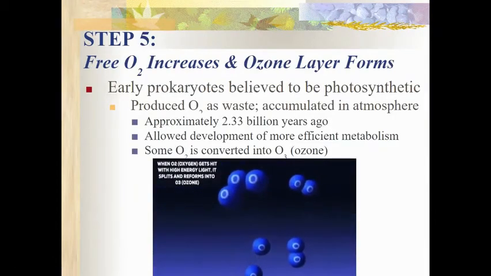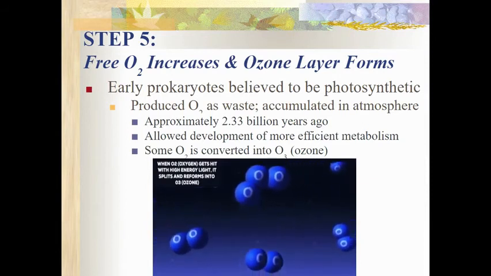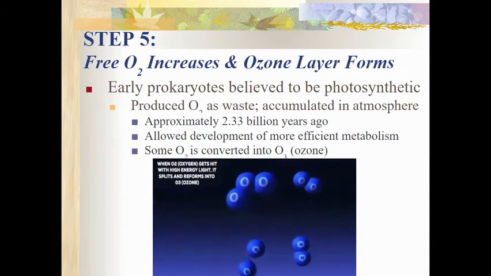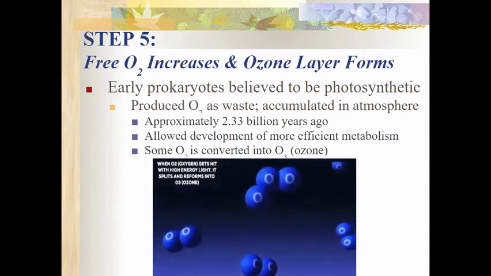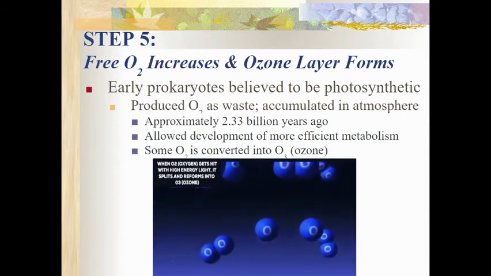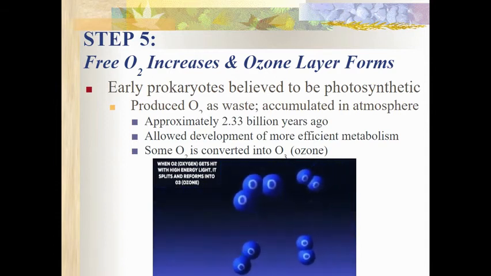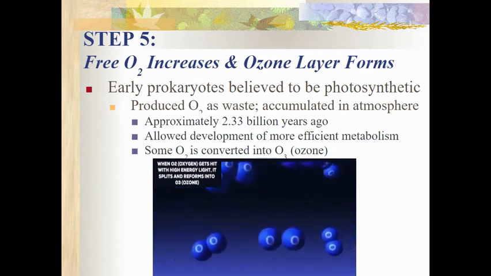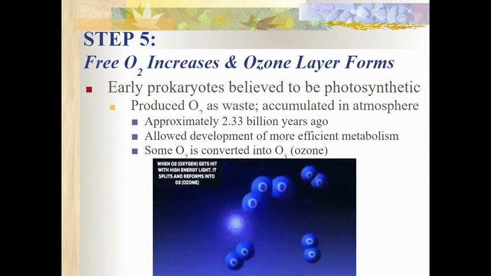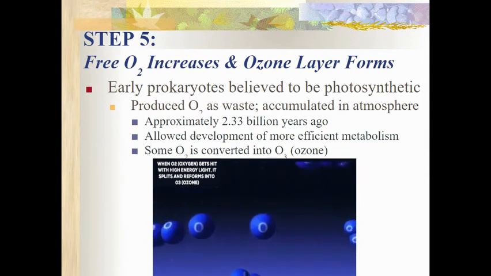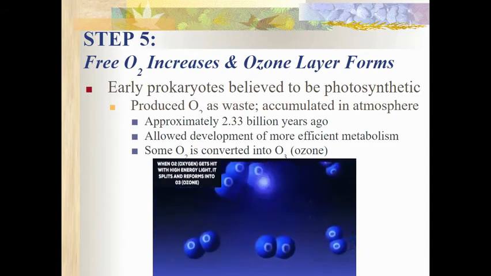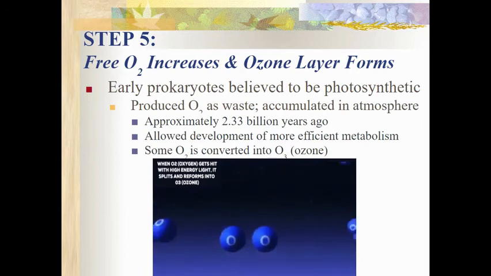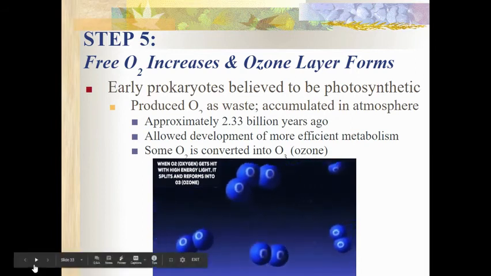Step 5, free oxygen increases and the ozone layer forms. So early prokaryotes were believed to be photosynthetic, and so through photosynthesis, they would have produced oxygen as a waste, causing oxygen to accumulate in the atmosphere. This is believed to have taken place approximately 2.33 billion years ago. It allowed for the development of more efficient metabolism using this oxygen. And some of that oxygen would have been converted into ozone.